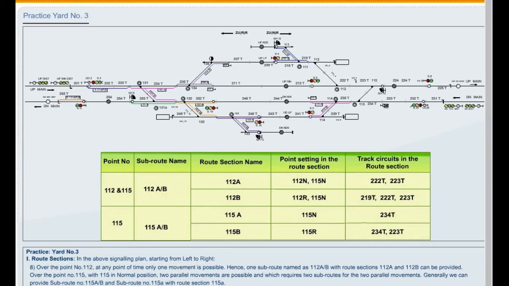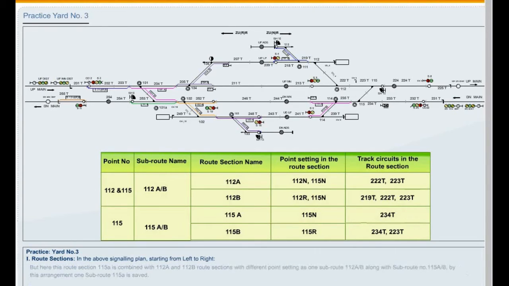Generally, we can provide subroute number 115a by b and subroute number 115 small a with route section 115 small a. But here, this route section 115 small a is combined with 112a and 112b route sections with different point setting as one subroute 112a by b along with subroute number 115a by b. By this arrangement, one subroute 115 small a is saved.